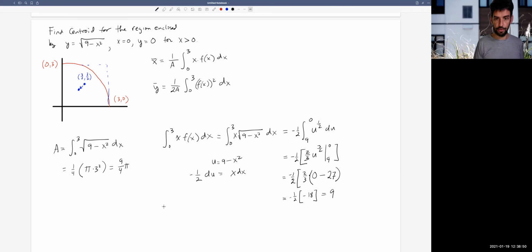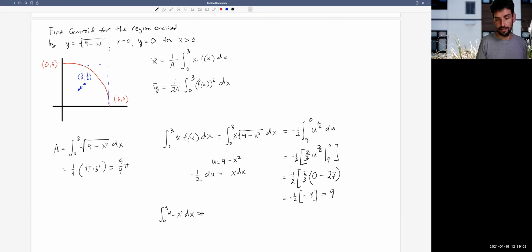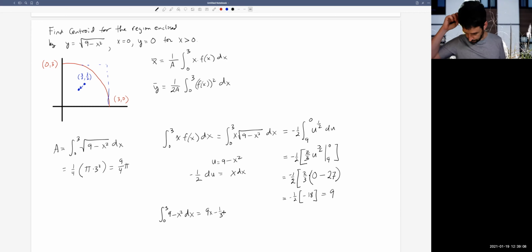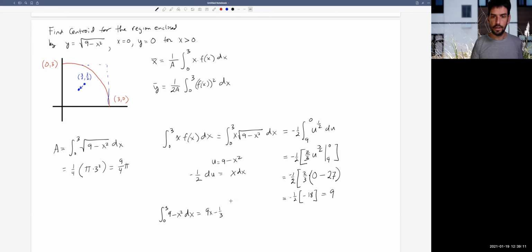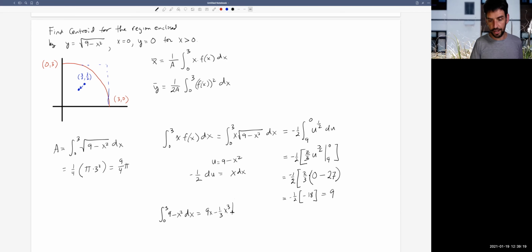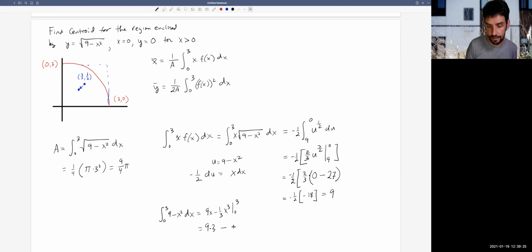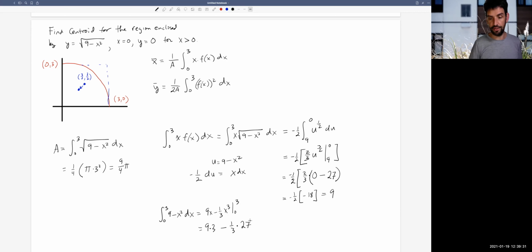Let's go ahead and figure out the one for y bar. This is a bit easier. We'll have 0 to 3. We need f of x squared, so we just get 9 minus x squared dx. This is going to be 9x minus 1/3 x cubed evaluated from 0 to 3. I was wondering what happened to my factor of 1/2 from our formula, but I left it up there. This is 9 times 3 minus 1/3 times 3 cubed, which is 27.